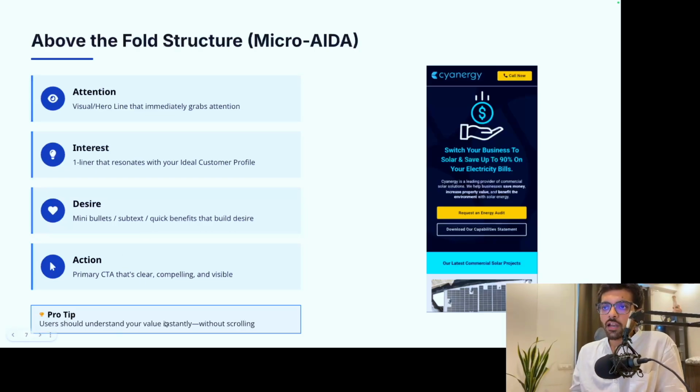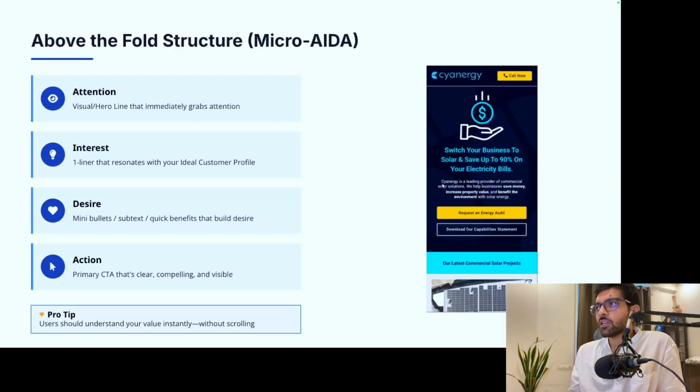Users should understand your value instantly without a scroll. That's the entire idea. So this is one of the projects where you can see the AIDA more or less in action. This is the headline: switch your business to solar and save up to 90% on your electricity bill. It immediately grabs the attention. Targeting for a landing page like this can be commercial solar solutions, home solar solutions, anything like that. But more or less it will be commercial solar solutions, because that's what it's written over here.